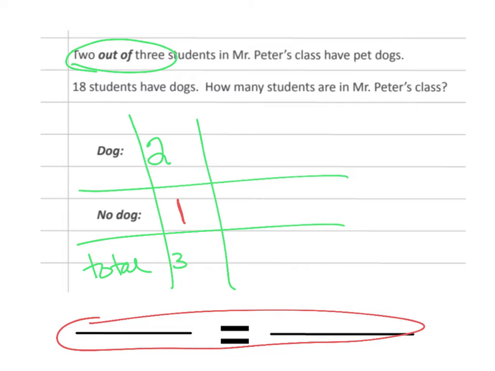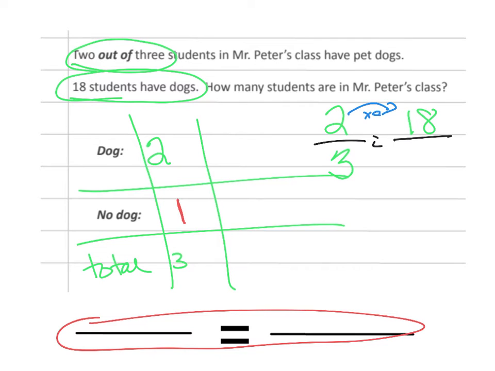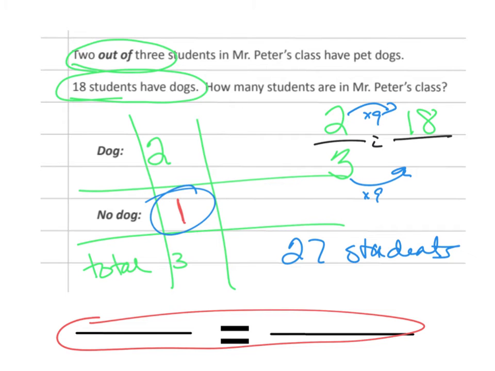Down here is our setup, but I'm going to move it up here so that we can see it better. How many students are in Mr. Peters' class? So we're going to use the 2 dogs out of 3 students. We know that 18 students have dogs. So now we're going to figure out how to solve it. 2 times 9 gives us our 18. So 3 times 9, Mr. Peters has 27 students in his class. We didn't need our other part, but that's one way to set it up.